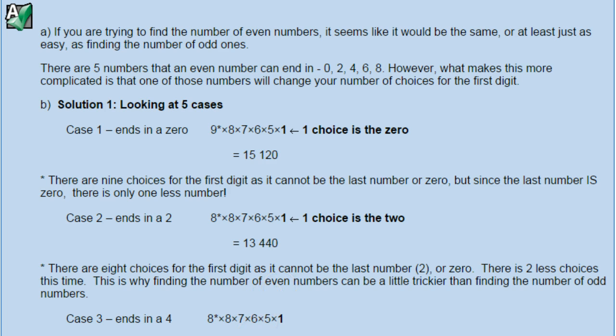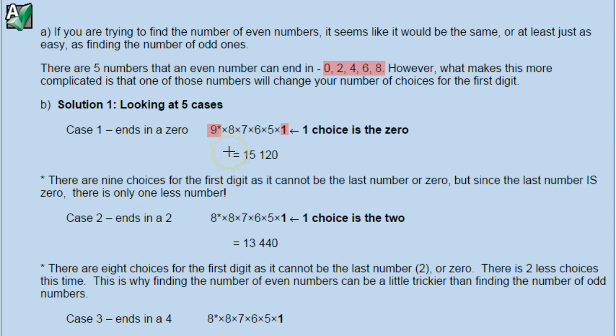So for the even number, we only have 5 possible endings: 0, 2, 4, 6, 8. But the problem is, one of these numbers will change the number of choices that we have for the first digit. So let's take a look at our 5 cases, our 5 scenarios. If the number ends in a 0, what it doesn't do is reduce our initial number over here.